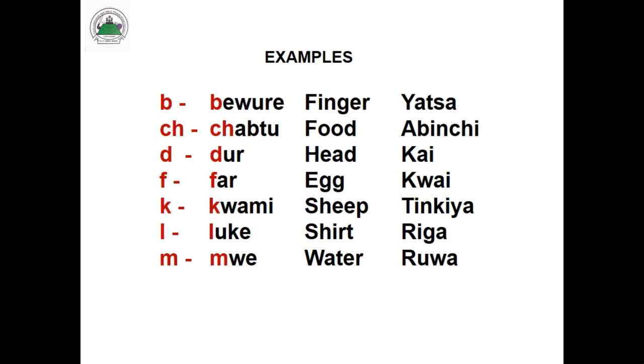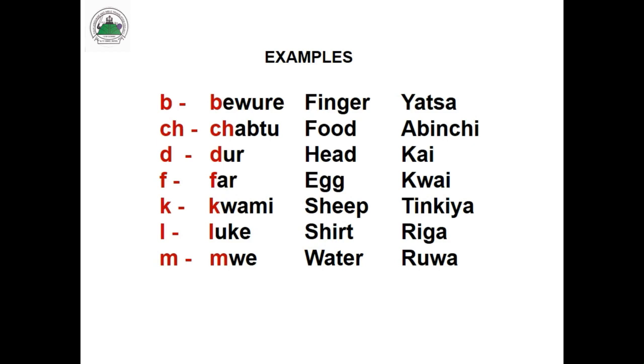Then the next one is pronounced Ch. So you pronounce this by bringing the two front teeth, the upper and the lower one together, while you also force out air from your mouth. The example there we have is Chaptu, which means food in English, Abinchi in Hausa. Then the next one is pronounced D. You raise the front of your tongue to touch the front roof of your mouth. So the example there we have is Dur, which means head in English, Kai in Hausa.